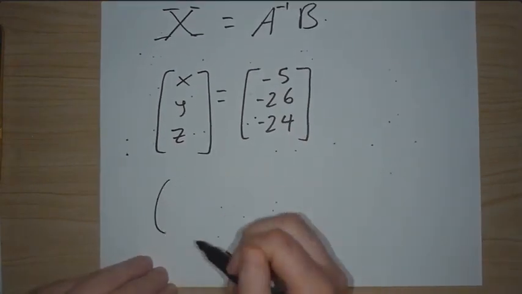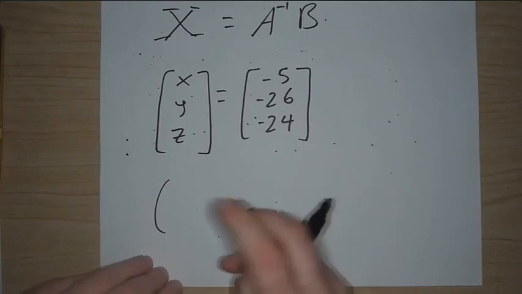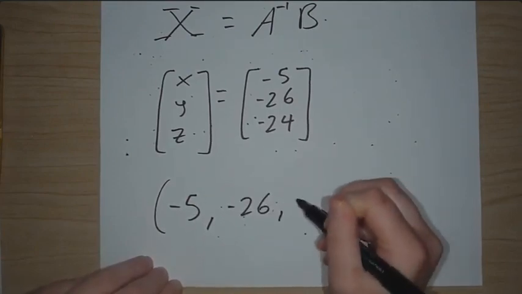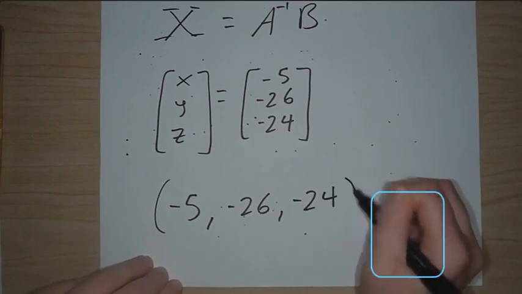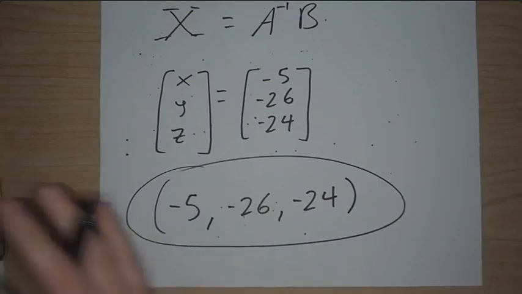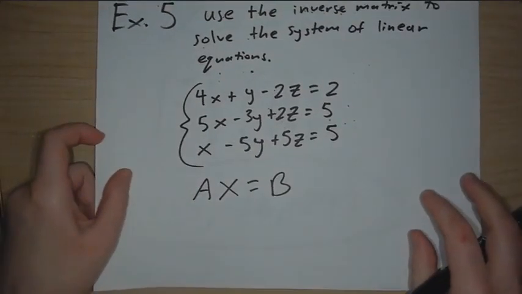So we can also write it as an ordered triple: negative 5, negative 26, and negative 24, as our answer to the linear system that we had at the very beginning.